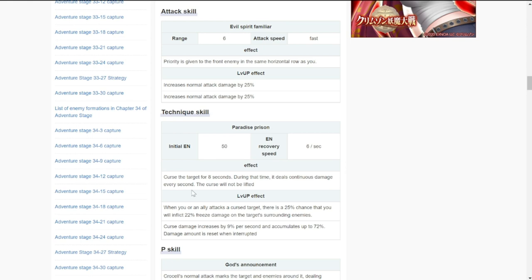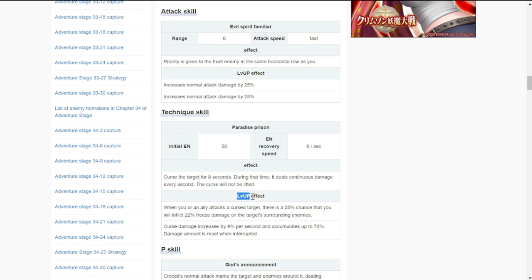As for her ultimate skill, the initial energy is going to be 50. Curse for the first 8 seconds. During that time it deals continuous damage, every second the curse is not lifted. So she's going to be a damage over time unit. When she applies it, trickle damage comes in for the next 8 seconds. It's usually damage per second.